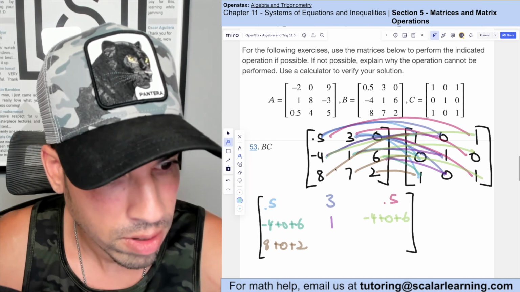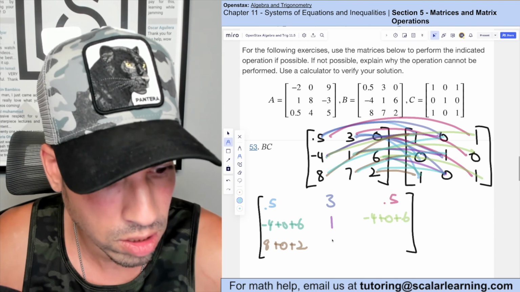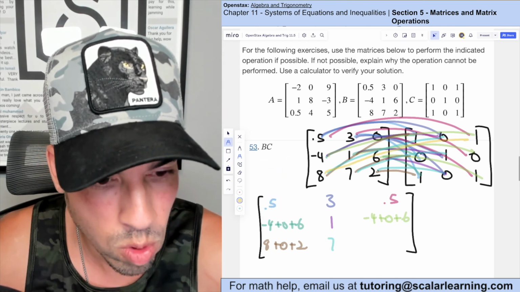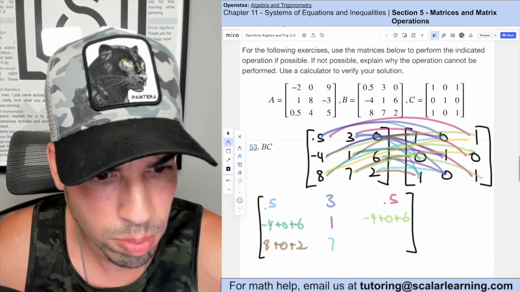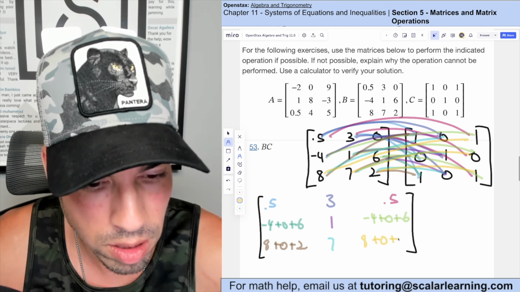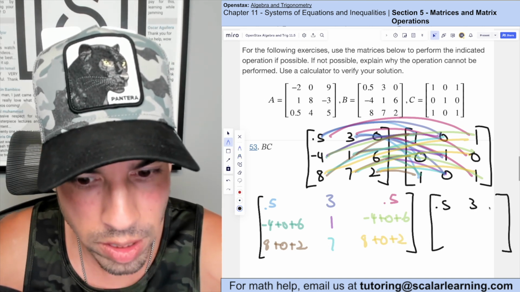Then we have 8 times 0 plus 7 times 1 plus 2 times 0. That's just going to give us a nice 7. And then last but not least, we got 8 times 1 plus 7 times 0 plus 2 times 1. That's 8 plus 0 plus 2. So the simplified matrix is 0.5, 3, 0.5.